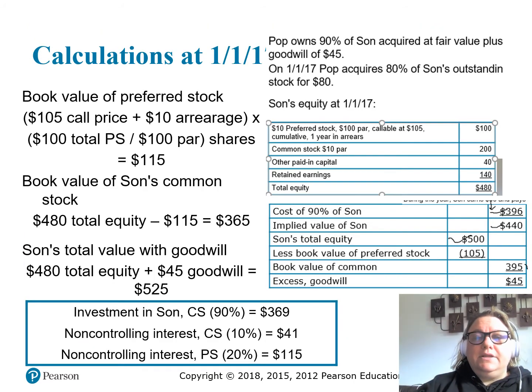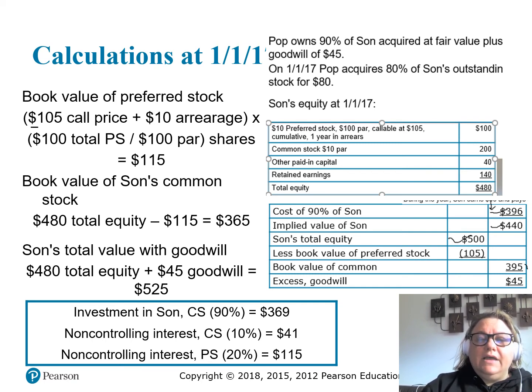Okay, so I just want to bring in a couple of slides from previous slides just so we can kind of wrap our mind around what's going on here. So the first thing we look at is the book value of the preferred stock. So we're going to take the call price, and I didn't have room on the slide to bring this in, but you remember it from 2 slides back.